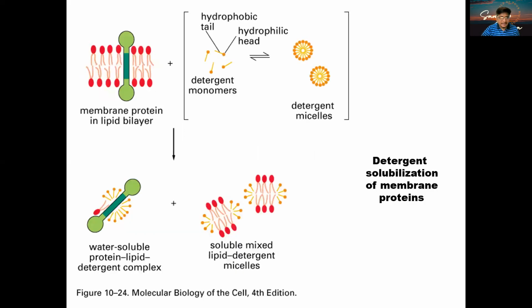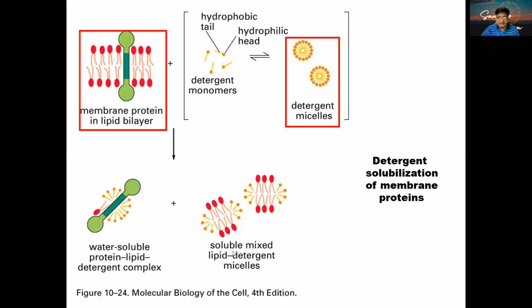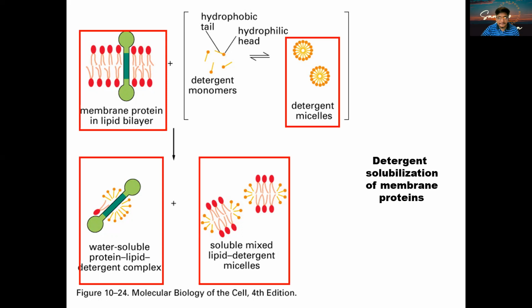If you see this, let's say one protein is here, and the dark green part is showing the hydrophobic regions which are coming in contact with this. Once you add this detergent molecule, they make the micelles. And look over here, the tail region is going to bind over here, and some of the lipid part as well, and they will drag them into the water soluble protein lipid detergent complex, and the lipid will be dragged out of the soluble mix with the lipid detergent micelle. You can see over here.